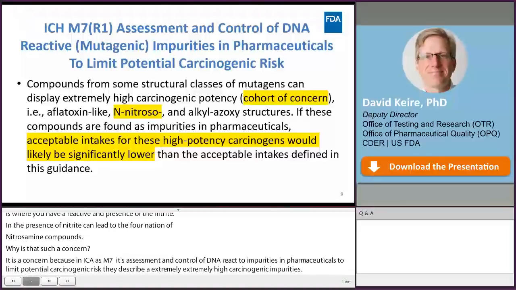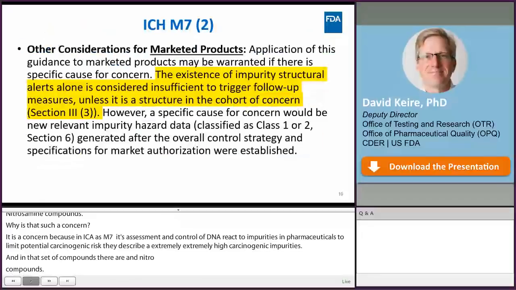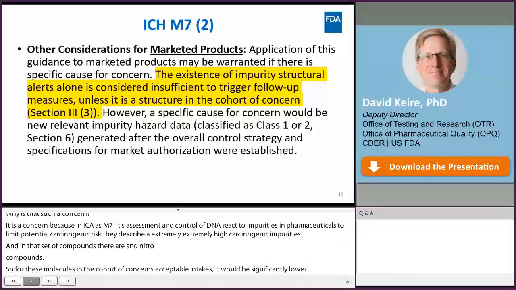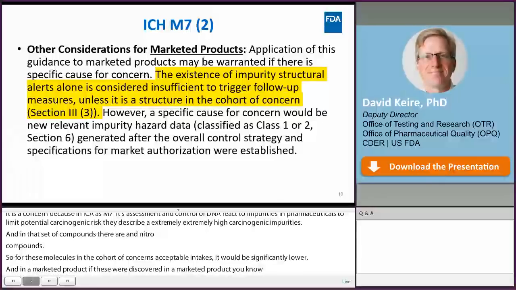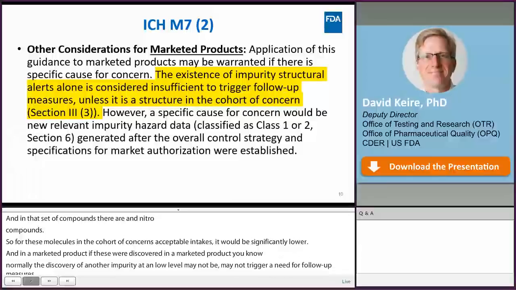So for these molecules in the cohort of concern, acceptable intakes would be significantly lower. And if these were discovered in a marketed product, normally the discovery of another impurity at a low level may not trigger a need for follow-up measures, but with nitrosamines, as they are part of the cohort of concern, the expectation is that it's necessary to control them in the drug.